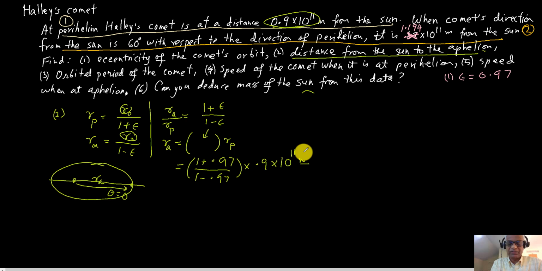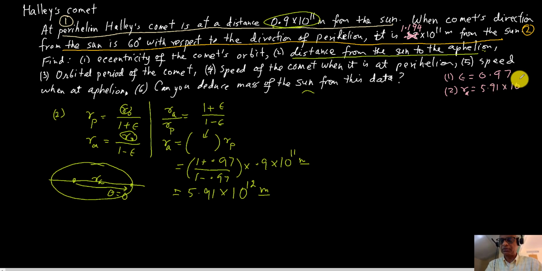Okay, so we just do a calculation and I'll come back and give the answer. So this is 5.91 times 10 to the power 12 meter. You can see it's very far, 10 times as far away. So let's write the answer here: RA is 5.91 times 10 to the power 12 meters. Okay, I'm going to clean this up and do number 3.